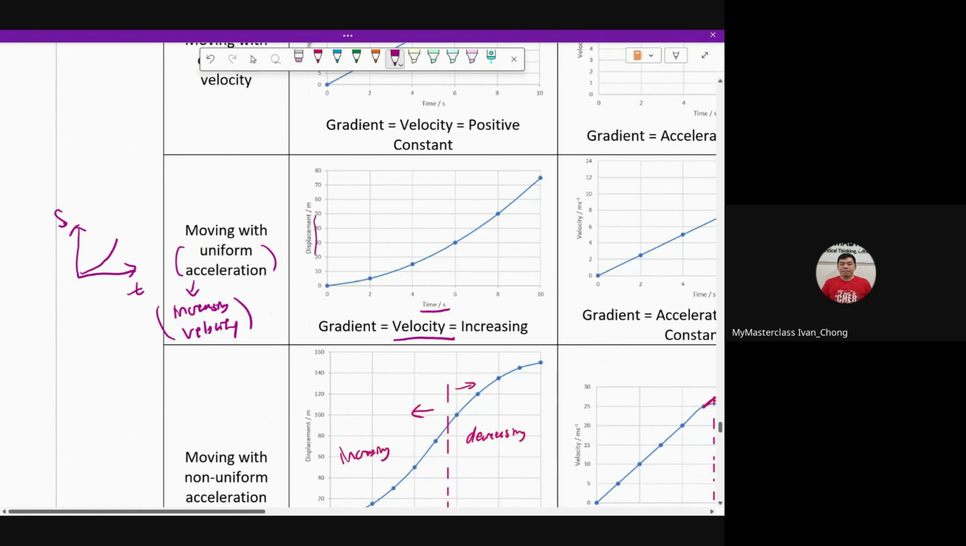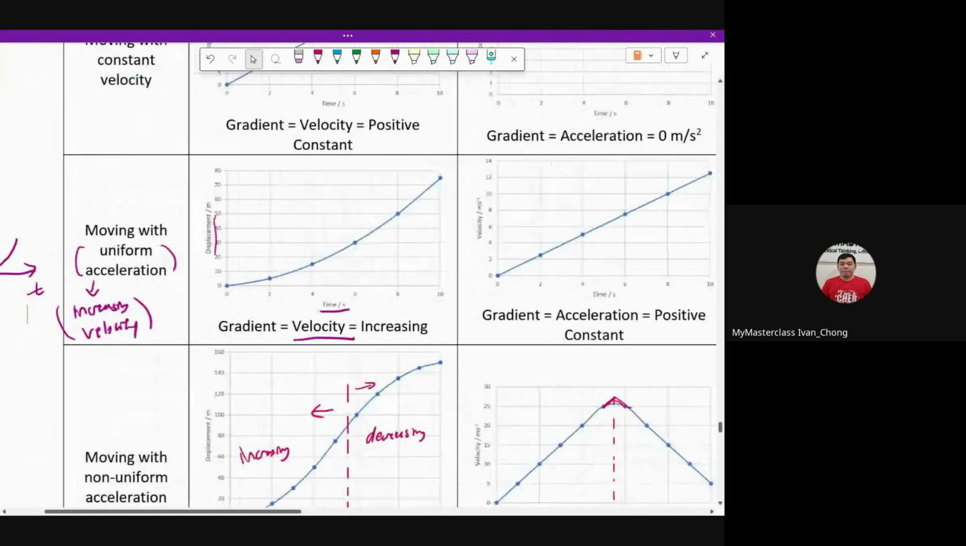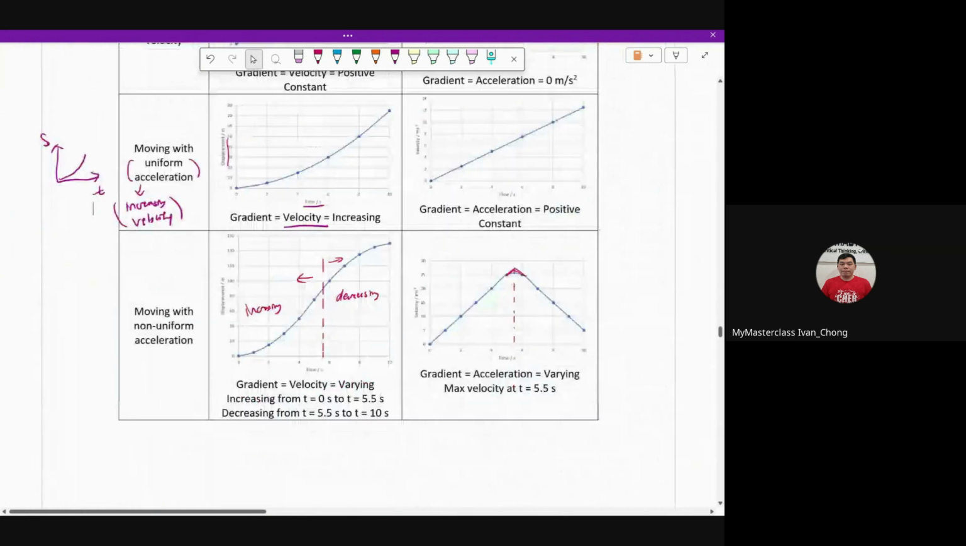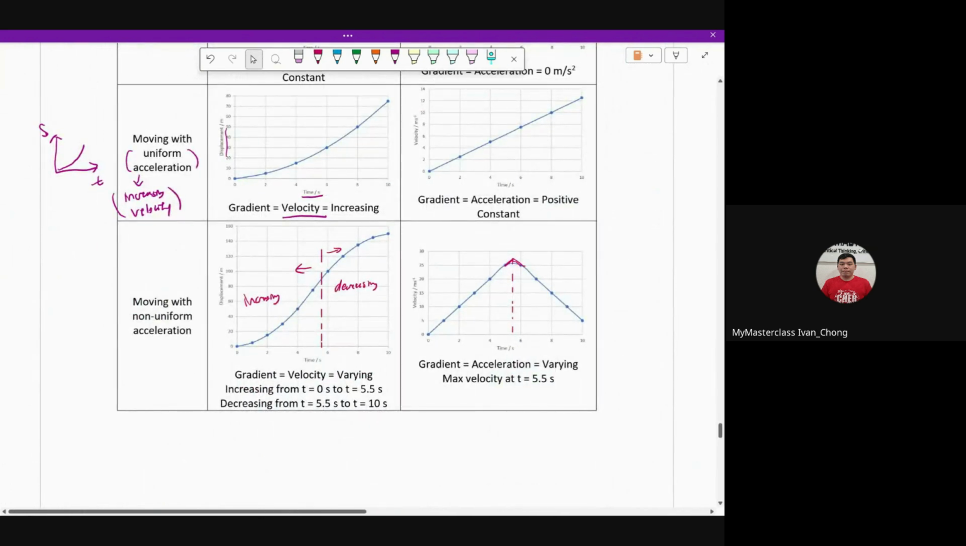Okay? Because not all the time will they give you the diagram. Sometimes they give you the description, and you are expected to know how to draw them, and you need to be familiar with the shapes of the graphs. Okay?